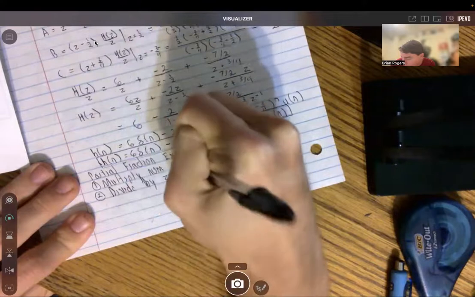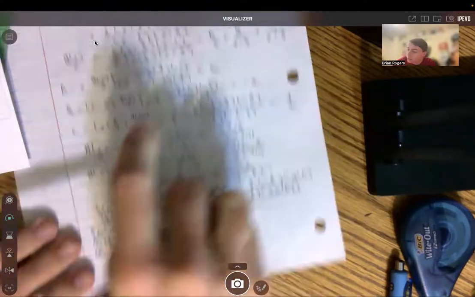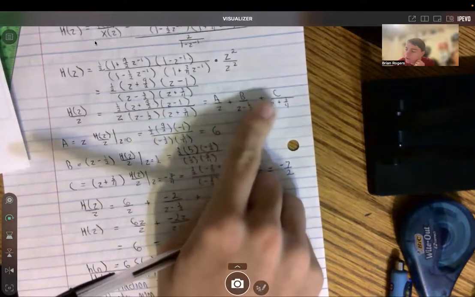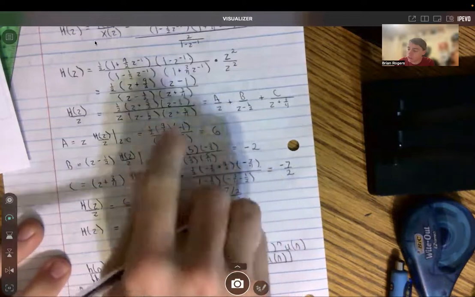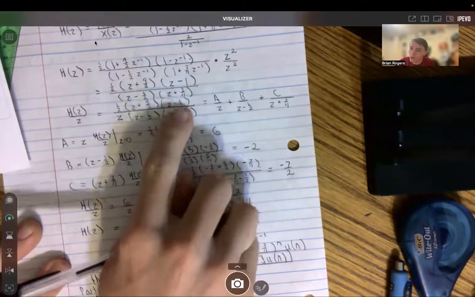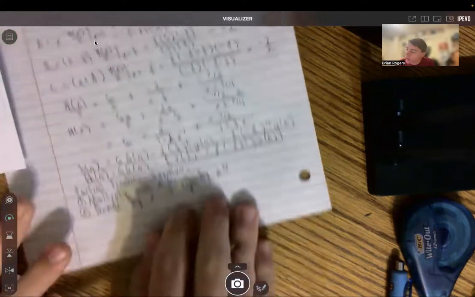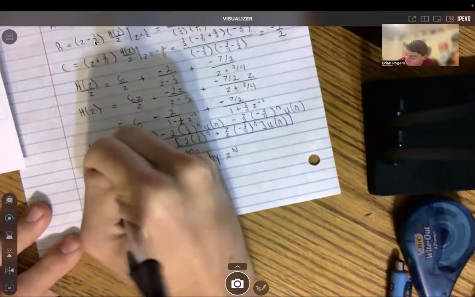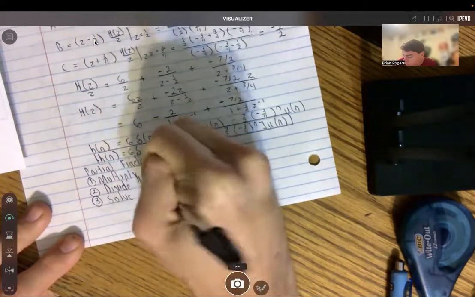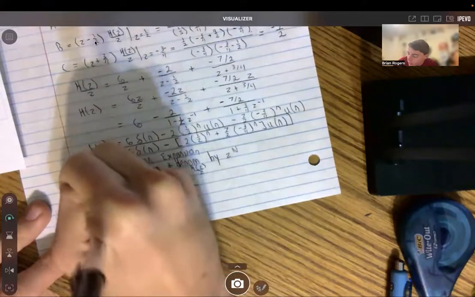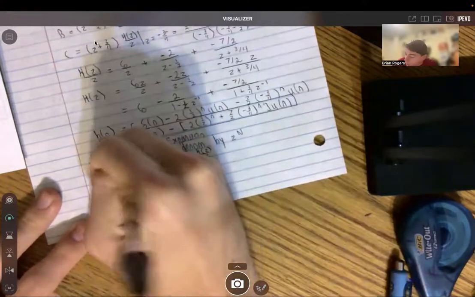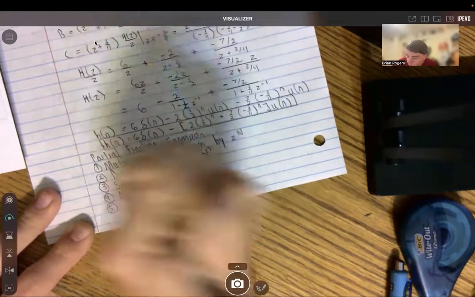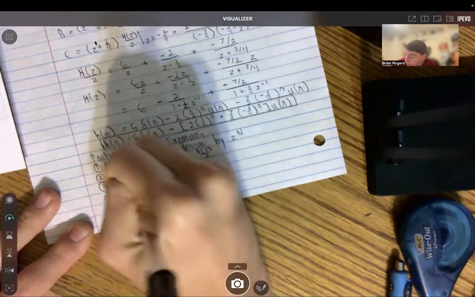So you get h of z all over z, which we did here. We divided by z and we put it in the denominator to make it easier. So we would get just all of our results. We wouldn't get a weird -1 over z or something because we divide by z. And so the third step was that we solved for a, b, and c. And then the fourth step was we multiplied back by z. And then the fifth step is you divide by the largest power of z.